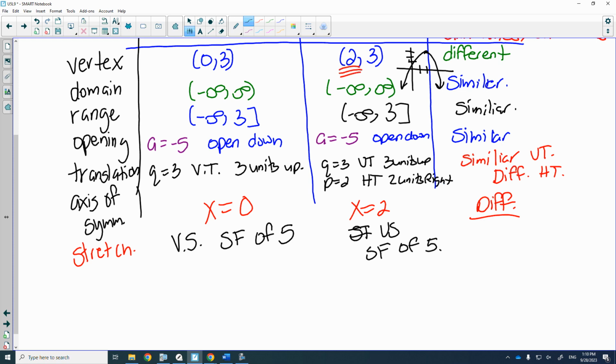Remember the stretch factor? The a value, if it's negative, it's going to talk about a reflection. So there's a vertical reflection in the x-axis if it asked. But the stretch, you never say a stretch factor of -5. You just say a stretch factor of 5.